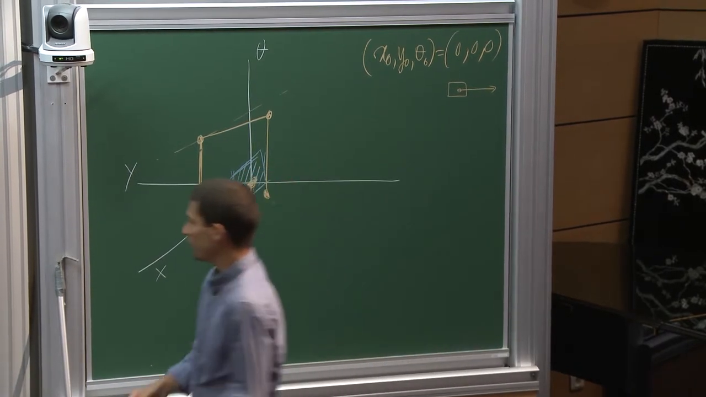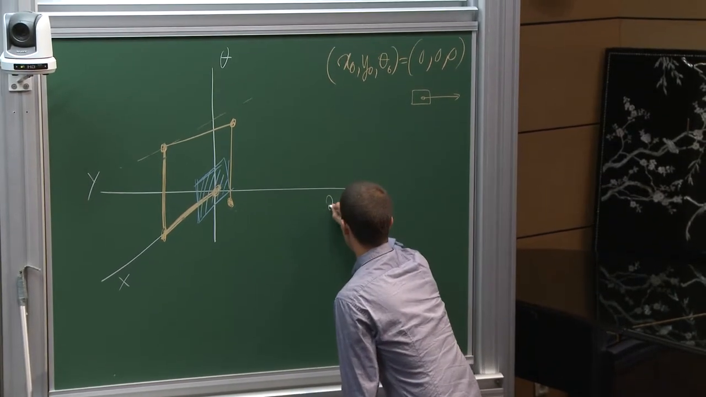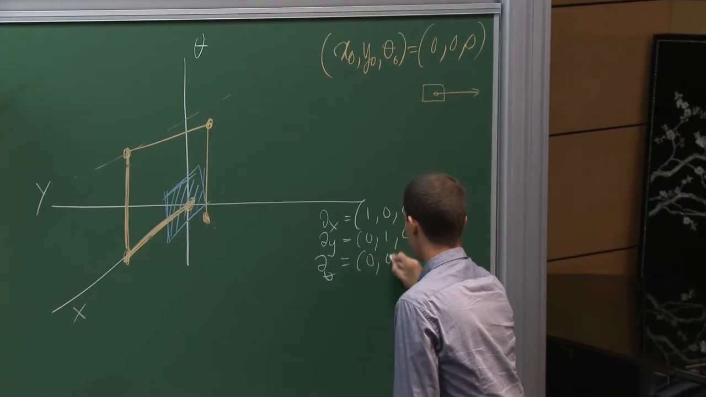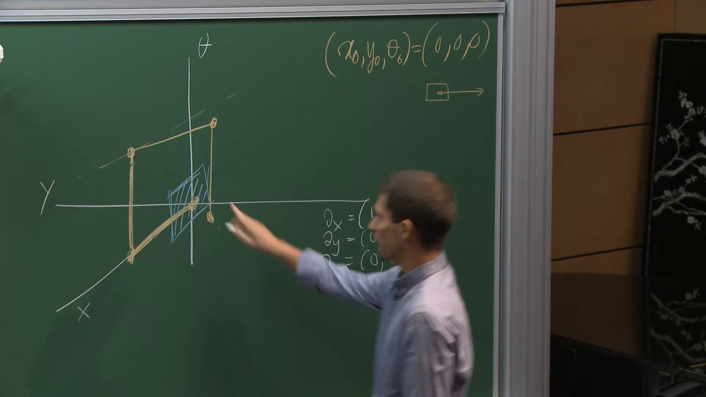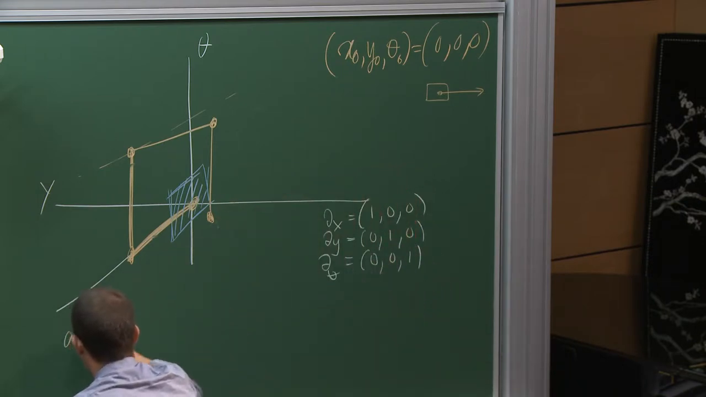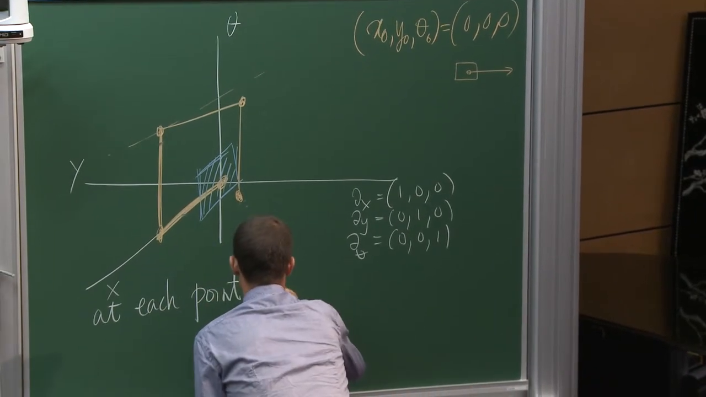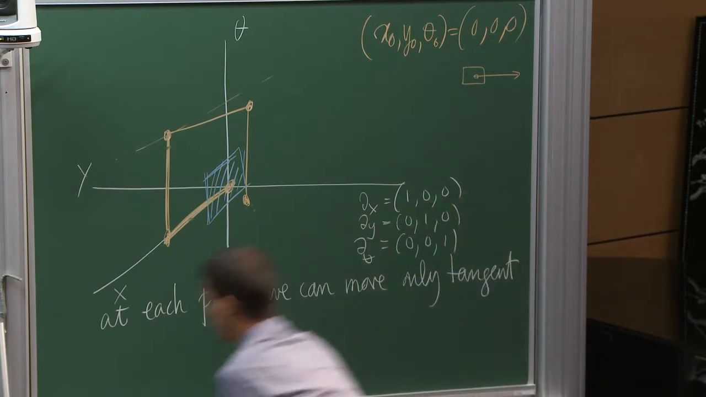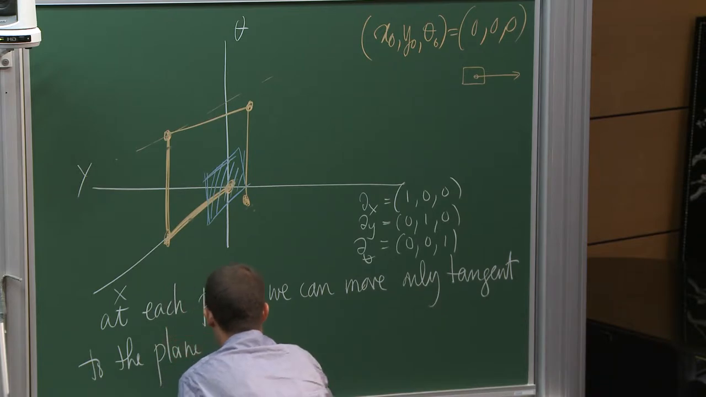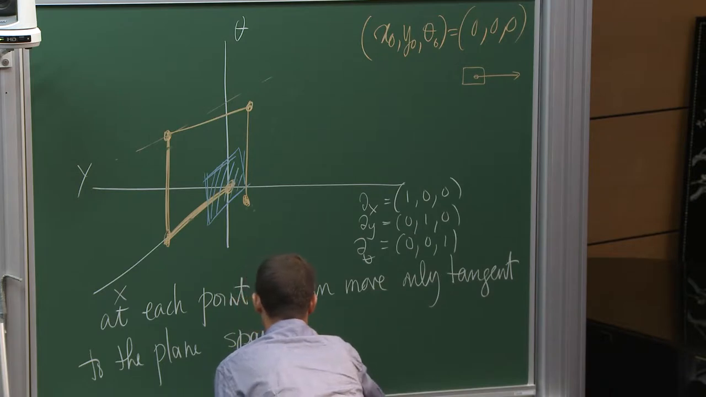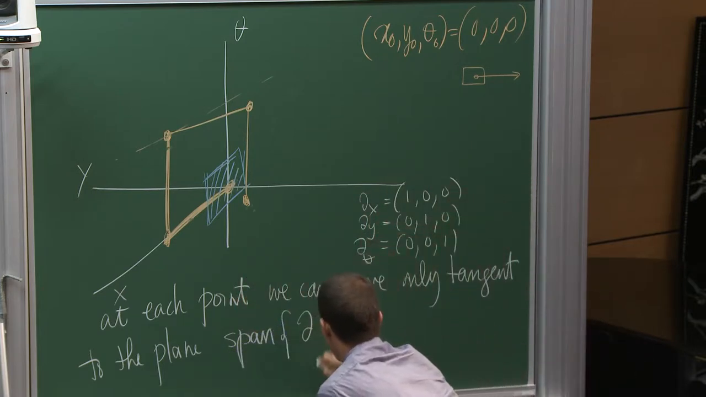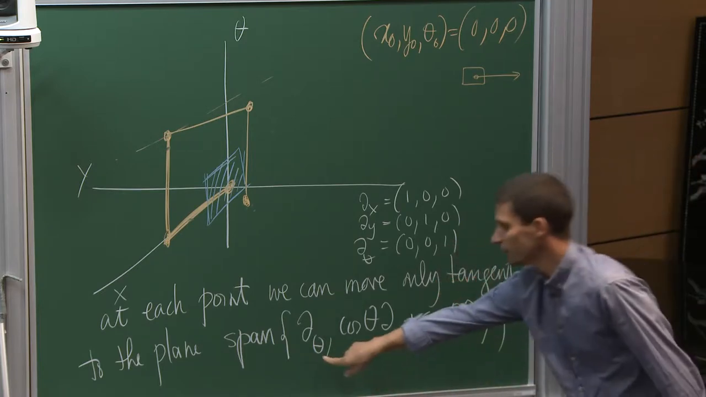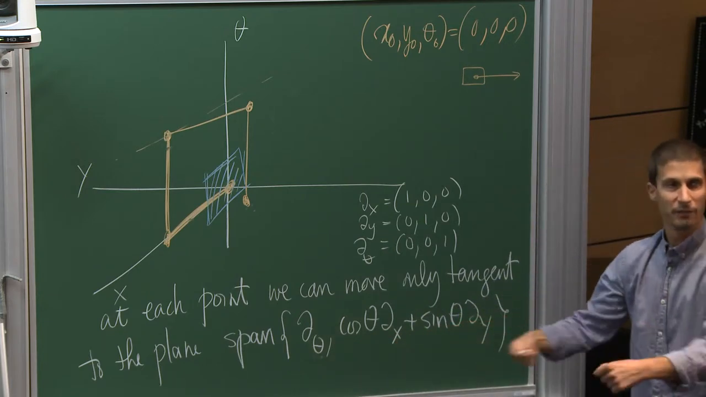okay? So if we use this notation, let's say dx, dy, and d theta to denote the vectors of the canonical basis, then what I'm saying is that at each point we can move only tangent to the plane. Let me write it this way: span, or vect if you want the French way, of d theta and cosine theta dx plus sine theta dy. Okay, so this is just a notation for vectors that maybe will have a meaning also later.